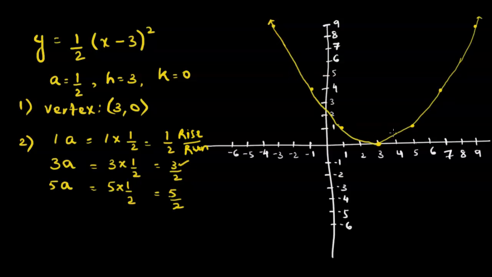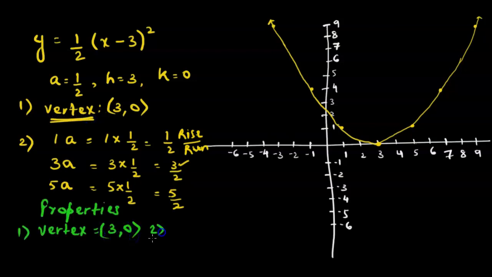Now let's write down the rest of the properties. The first property we got is the vertex, and that is (3, 0). Second property we need is axis of symmetry. We can write it as an acronym, AOS. We write the axis of symmetry as an equation in the form of x equal to. It's the line passing right through the middle of the graph, and it is represented with x equal to the h value. The h value is 3, so we can write x equal to 3 as the axis of symmetry.